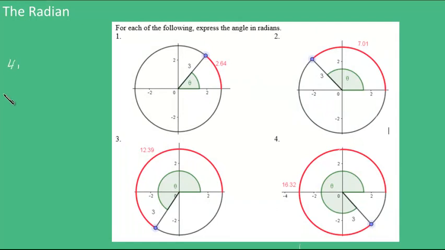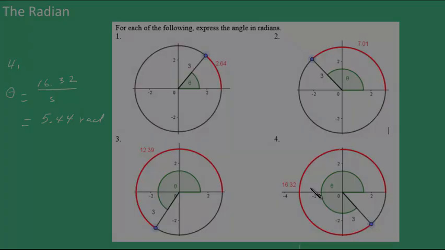For number 4, we get that the angle is going to be 16.32 divided by 3, in which case now the angle is going to be approximately 5.44 radians. Again, remember that this means that the length of the arc is 5.44 times the length of the radius.